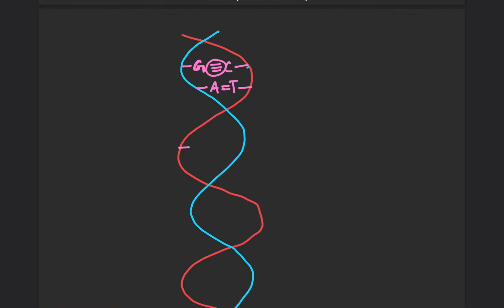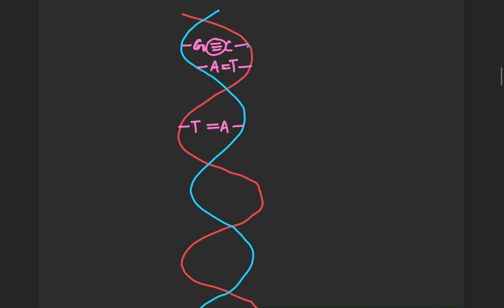Let's say we have thymine of the red strand, so it will be connected to the adenine of the blue strand by a double hydrogen bond. Similarly, let's say we have cytosine in the blue strand, so it will be connected to the guanine of the red strand by three hydrogen bonds. So the two strands of the double helix are complementary and they are not identical. Complementary means that the base sequence of one strand automatically fixes that of the other.